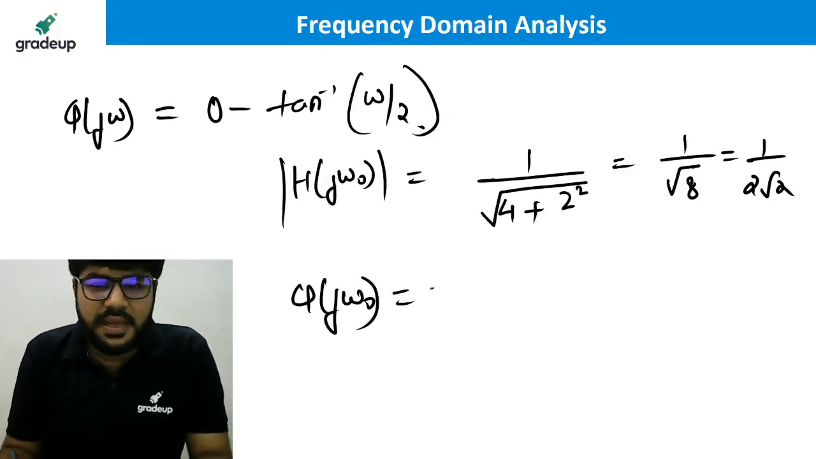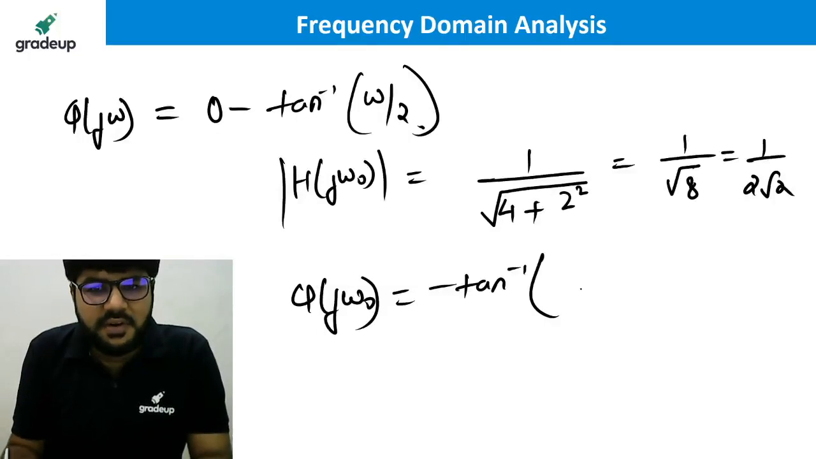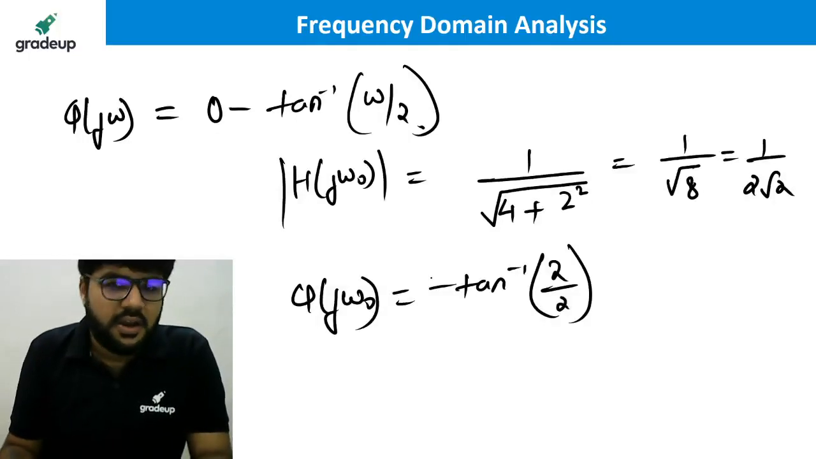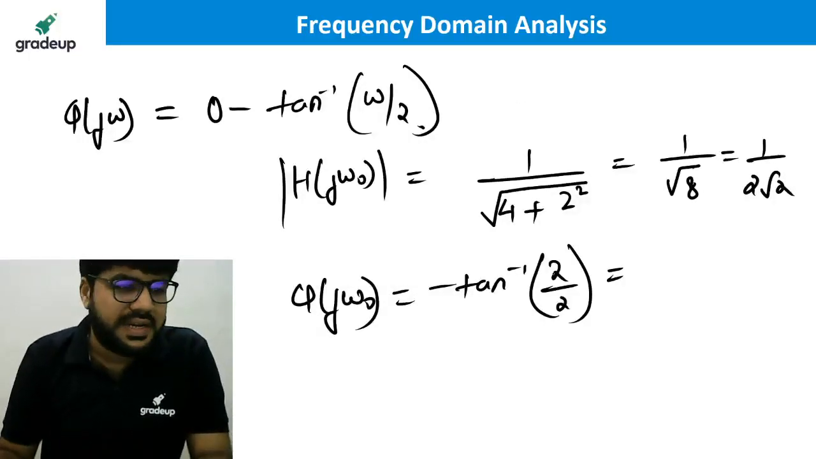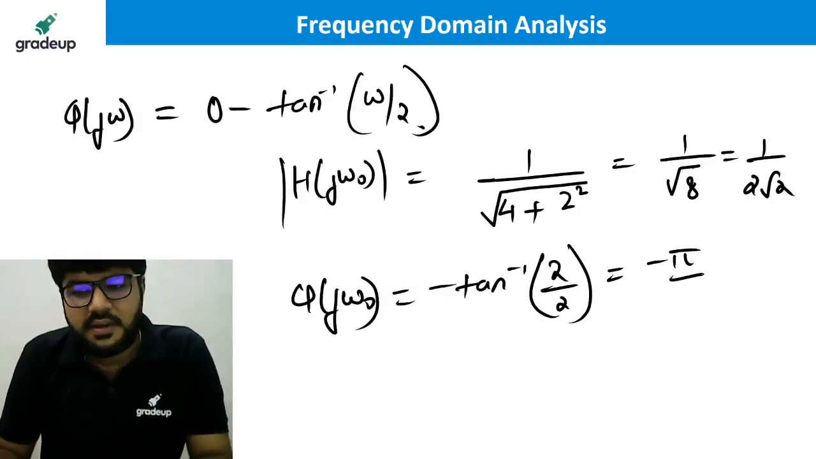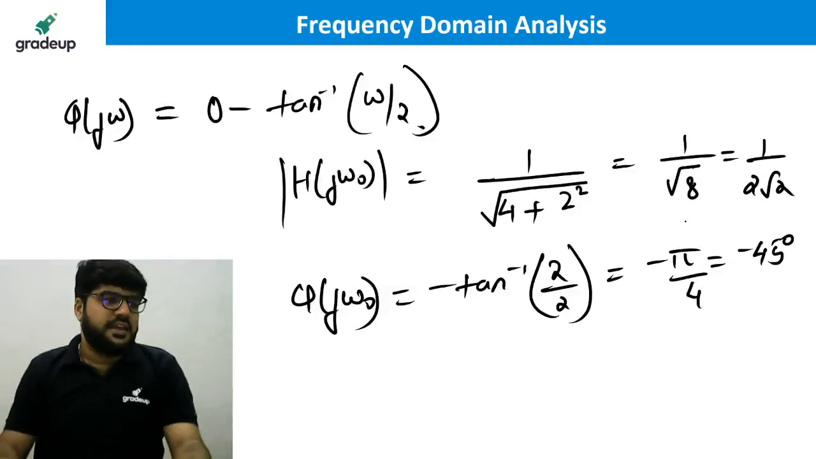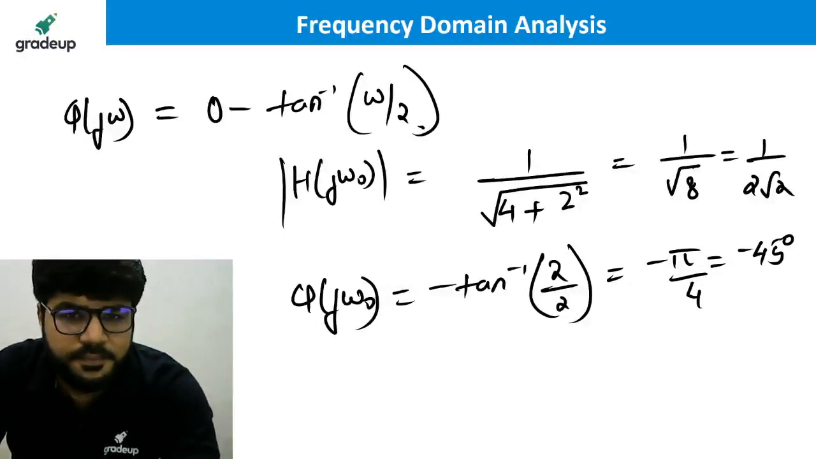Okay, and what is the phase of omega naught? What is phi j omega naught? So minus tan inverse omega, where omega will be replaced by omega naught. The value of omega naught is 2, and tan inverse 1 is 45 degrees, minus pi by 4, or minus 45 degrees in the form of degrees, right?